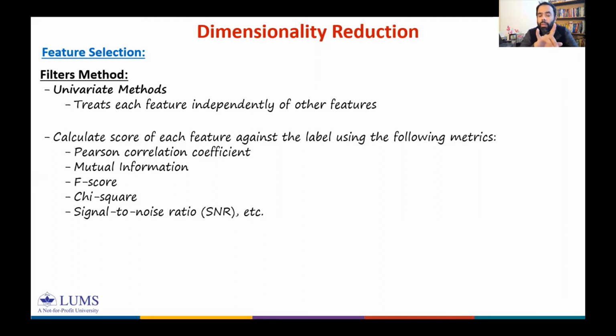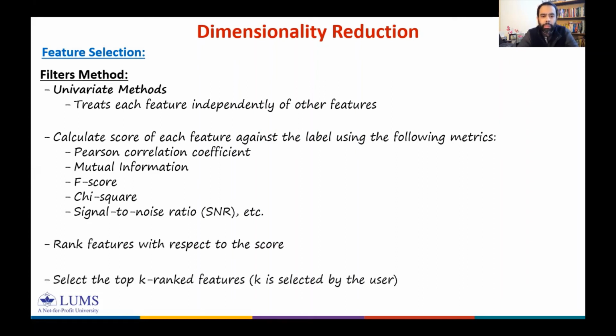So if you see, we have not taken into account the learning algorithm here, right? We have only used one of these metrics to compute the score for each feature. We have not taken into account whether we will be using KNN or logistic regression or SVM later to carry out classification or prediction. So we rank features with respect to the score, and we select the top k ranked features.